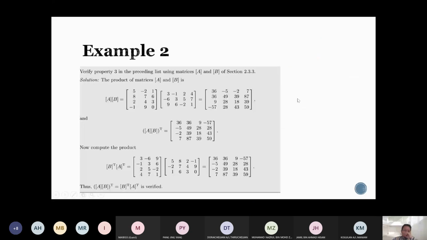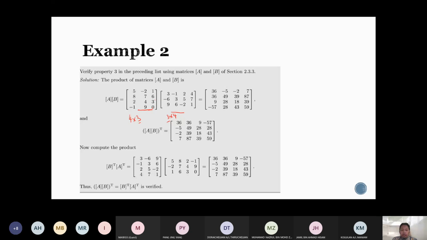Okay, so let's look at an example. Let's say you have two matrices A and B. A is given by this matrix, and B is this matrix. You look at the size of A. The size of A is 4 by 3, and the size of B is 3 by 4. So you can multiply A and B because the number of columns of A equals the number of rows in B.